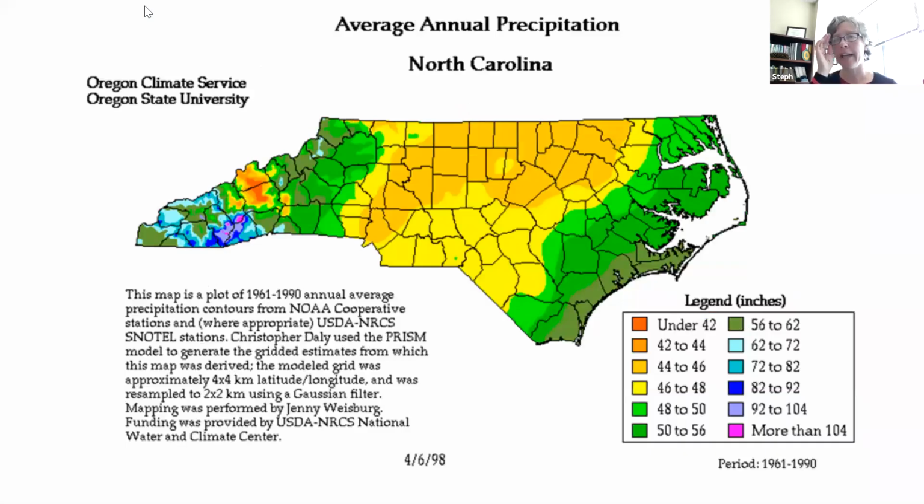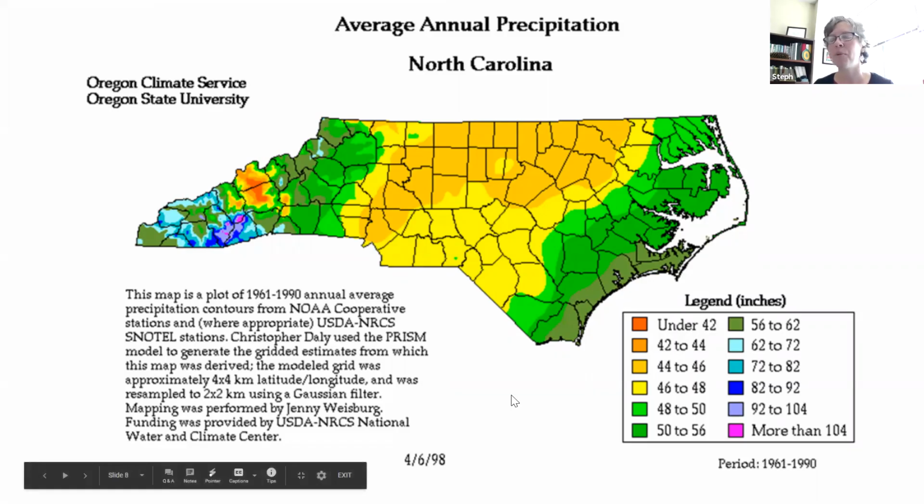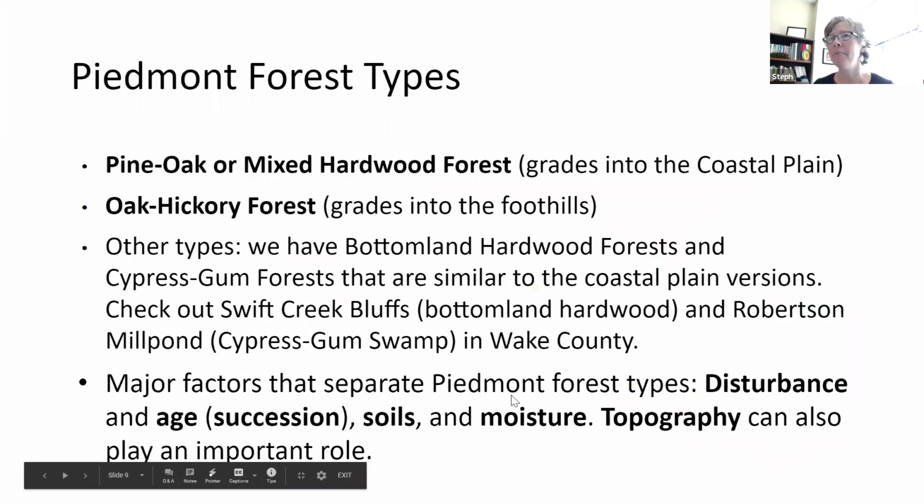So just quickly looking at our precipitation map of North Carolina, this is a pretty old map now, 1998. You can see the Piedmont compared to the coastal plain and the mountains is quite a bit drier. About 45 inches of rain per year in Raleigh is something to keep in mind. So site moisture does play an important role in determining forest type.